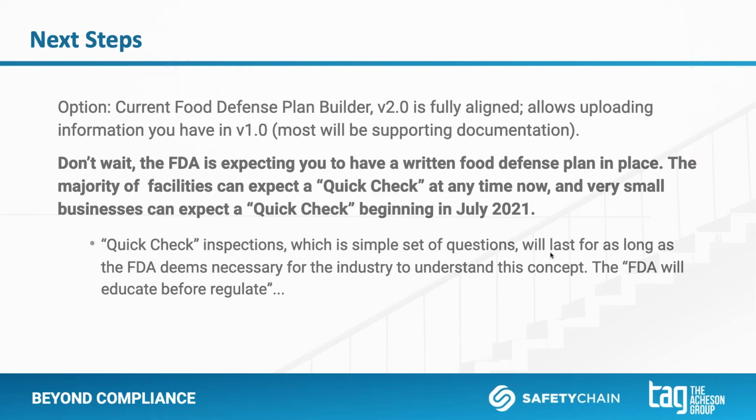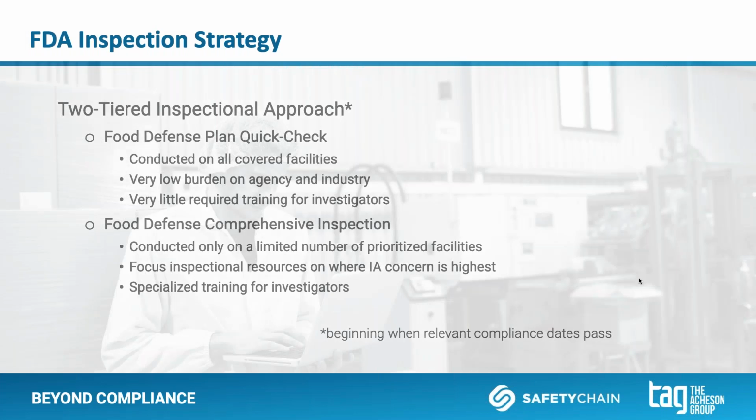The majority of all facilities now can expect what we call a quick check. We're going to talk about that in a minute. And very small businesses will have to fulfill the rule requirements by July of this year. So after July of this year, all food and drink facilities will need to have a written food defense plan. Now, quick check inspections are going to be a simple set of questions, and the quick check emphasis will last for as long as the FDA deems necessary for the industry as a whole to understand this concept. The FDA is going to emphasize that they will educate before they regulate. And if you go to the next slide, I'll give you some more information on FDA's inspection strategy.